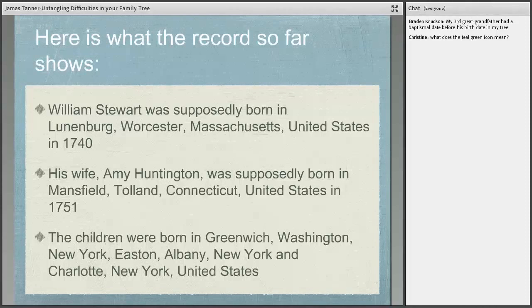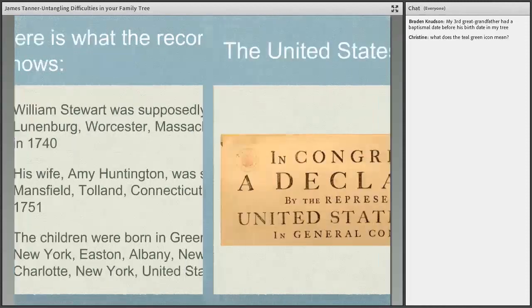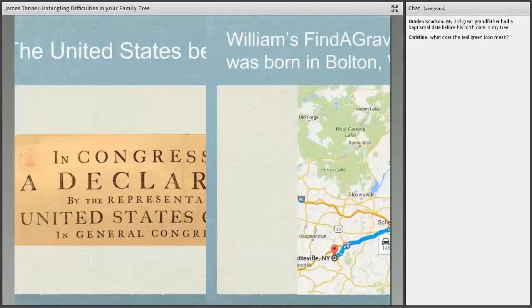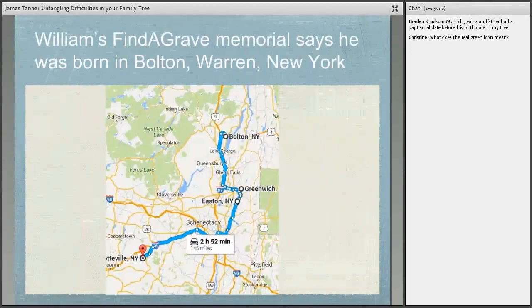Well, this lady really knows how to move. That's quite a loop to get around and back in the early 1700s to find and to consider as real. Okay, so as I mentioned, the United States began at the earliest after 1776. Now, William's Find a Grave memorial says that he was born in Bolton, Warren County, New York.